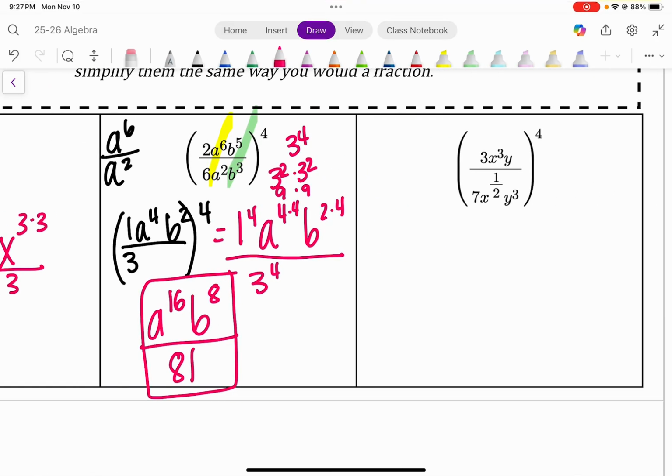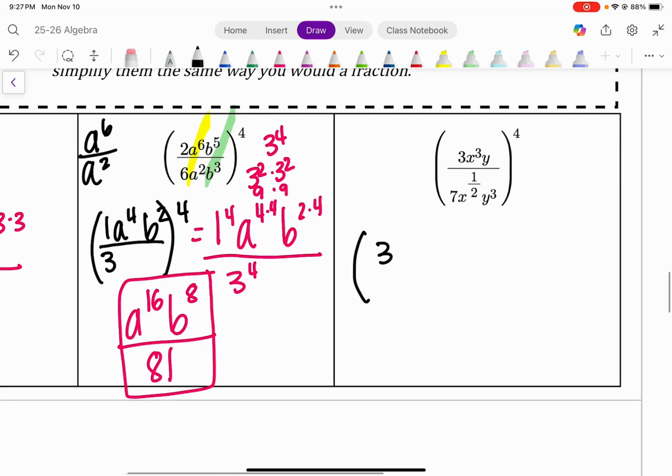Okay, next one, we have 3 over 7. We cannot simplify that. And x cubed over x to the 1/2. Well, x cubed would be 6/2 divided by x to the 1/2. So that's x to the 5/2 in the numerator.